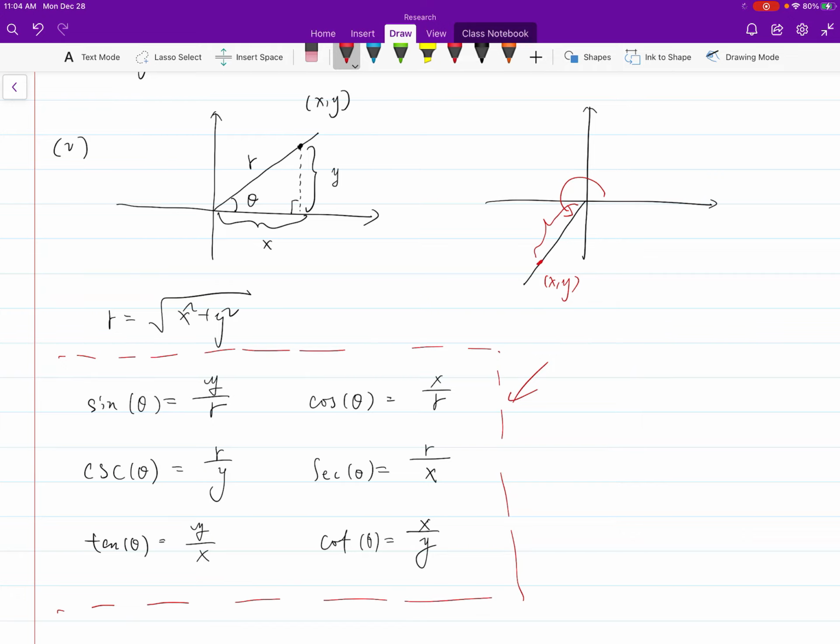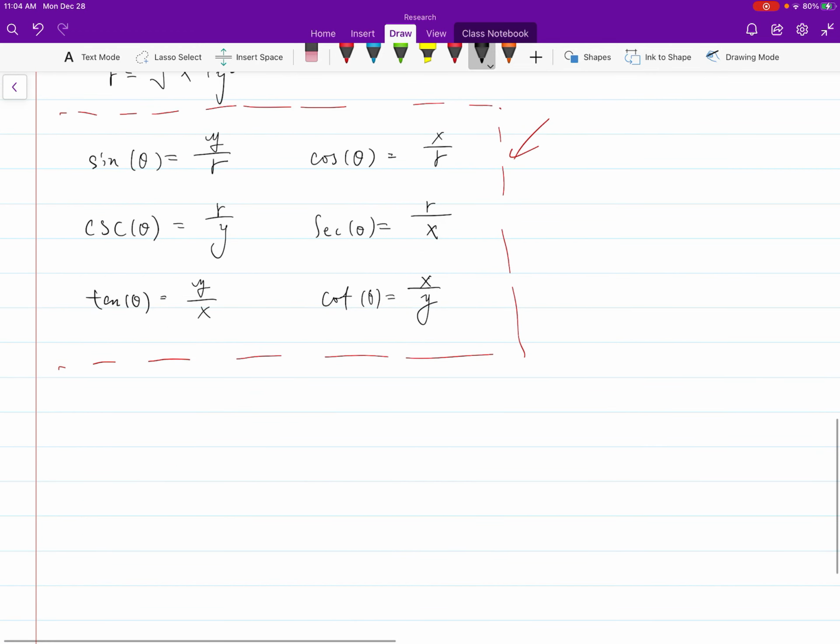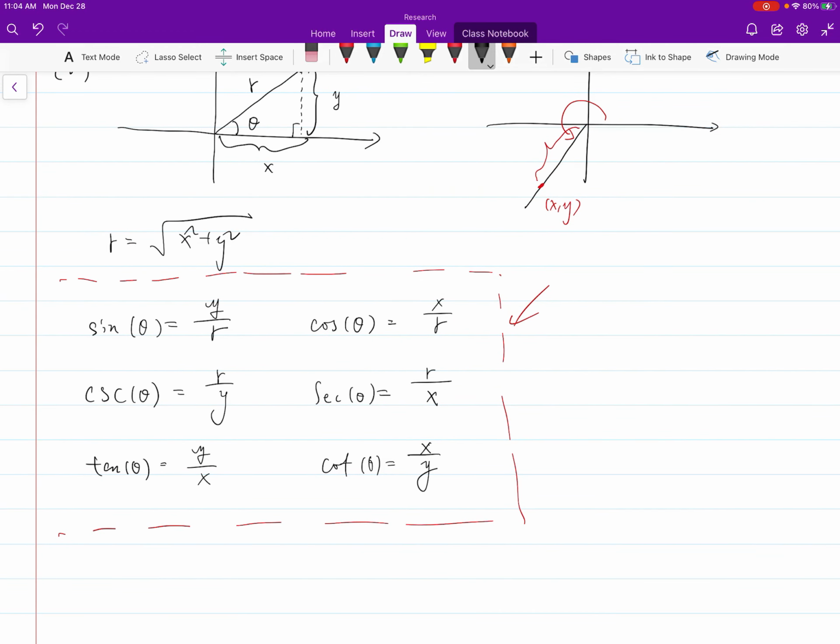The difference is, now you can have something which is negative, because your x and y can be positive or negative, depending on which quadrant you are in. So this is the extension of the definition of trigonometry. Instead of going into the right triangle, which will always be positive for all three sides, which only works for 0 to 90 degrees.